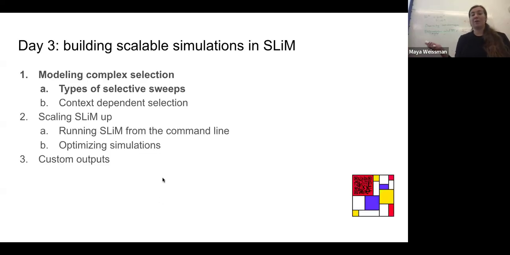So today we're going to talk about modeling complex selection, and then we'll talk about scaling up. After I talk about modeling complex selection, we're going to take a break, and that's when the quiz is going to happen. And I'll also show you, so I've been giving you little exit tickets every day.